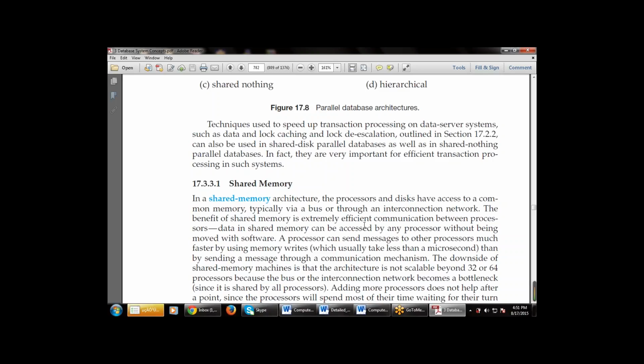That is, it provides efficient communication between the processors. Data may be shared or communicated very efficiently and effectively whenever we use the shared memory with the use of the communication bus. A processor can send messages to other processors much faster by using the memory, right?